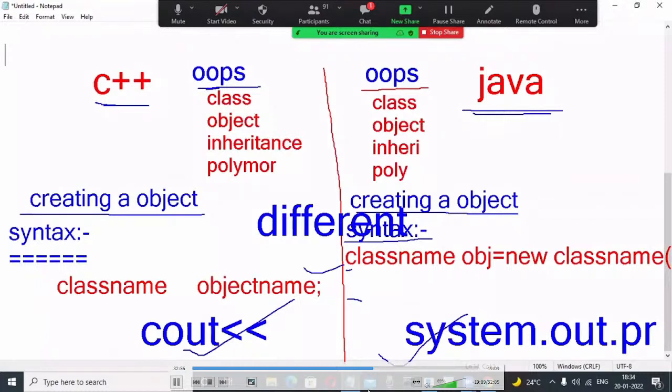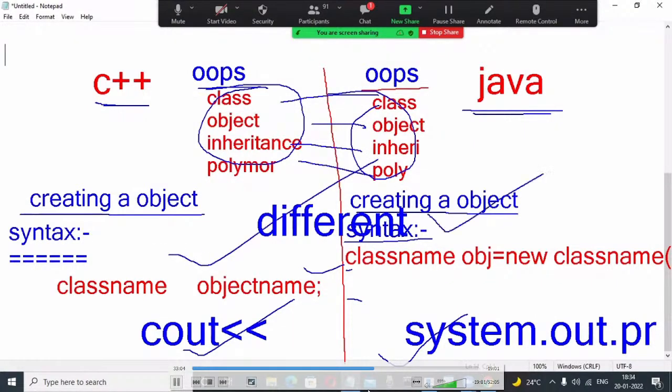But conceptually, the OOP concepts are the same. What is a class, what is an object, what is inheritance, what is polymorphism: same. But syntactically totally different. Why? Because those are two different languages, two different products from different companies. That's why functions are different and syntax is also different.